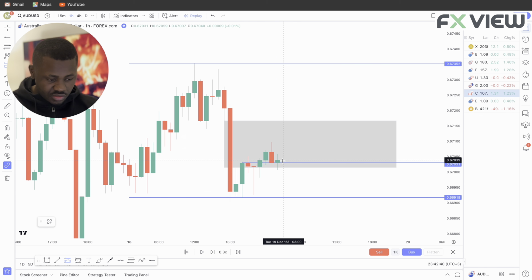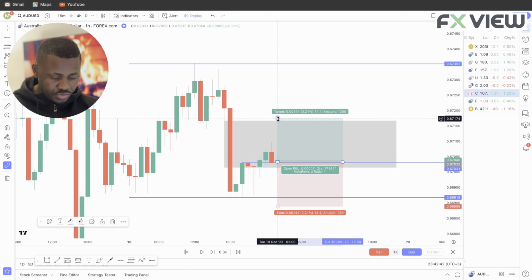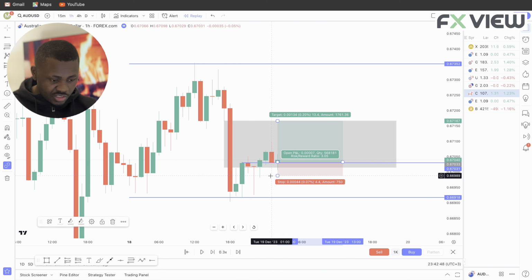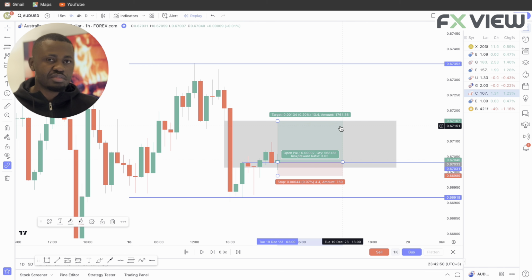Set your targets just like this. Put your take profit at the fair value gap where it ends, and then put your stop loss at this zone right there. So you can see guys, you're risking only 4 pips to make around 13 pips.